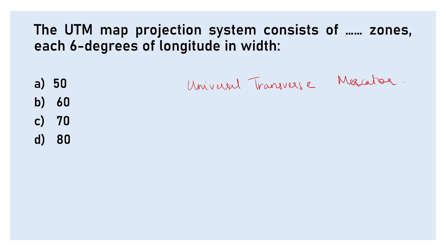Here it is a type of conformal map projection. What is conformal map projection? Or cylindrical projection. This projection is a transverse cylindrical projection where the axis of the cylinder crosses the pole axis of the Earth's ellipsoid perpendicularly at the center of the ellipsoid.